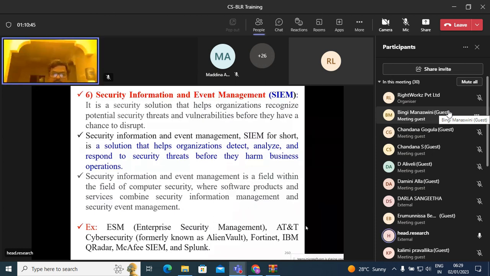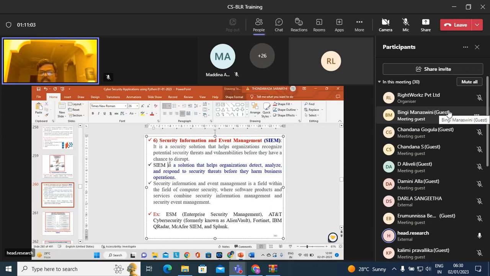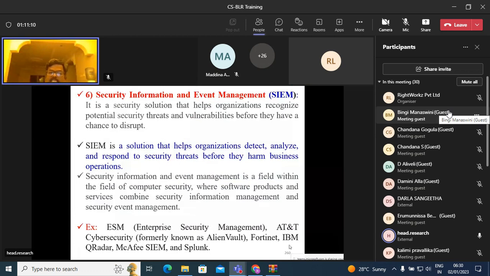SIEM is a solution that helps organizations detect threats and attacks, analyze and respond to security threats before they harm business operations. Security information and event management is a field within computer security, where software products and services combine security information management and security event management.